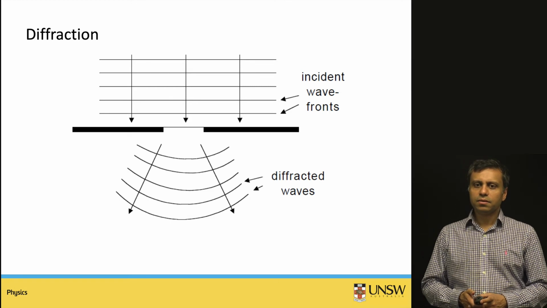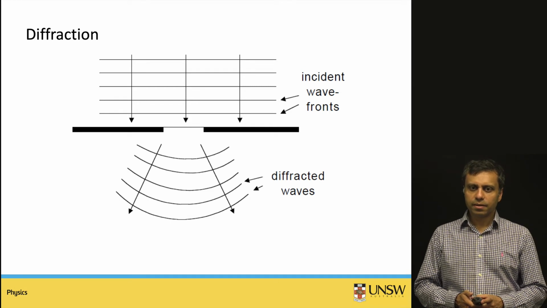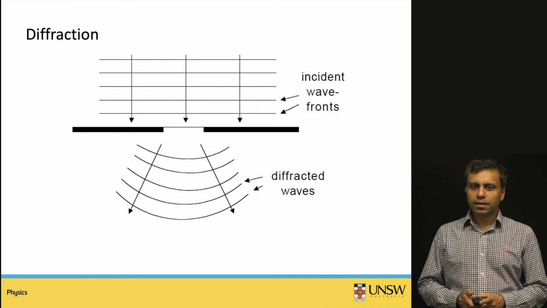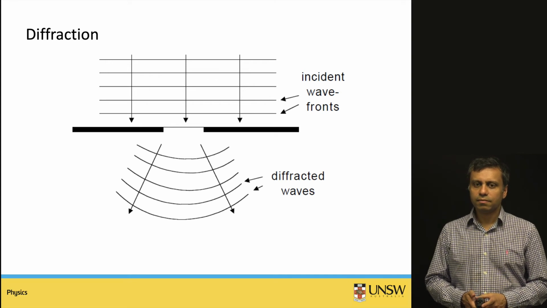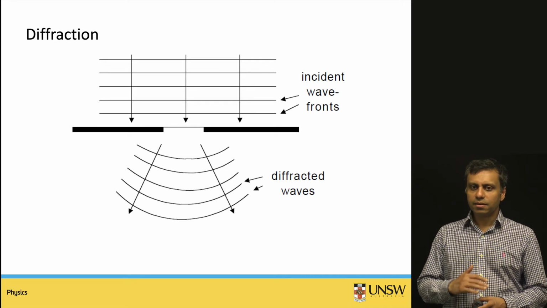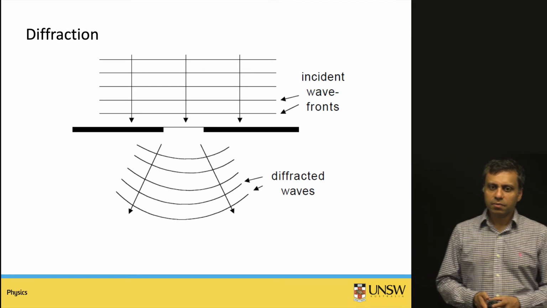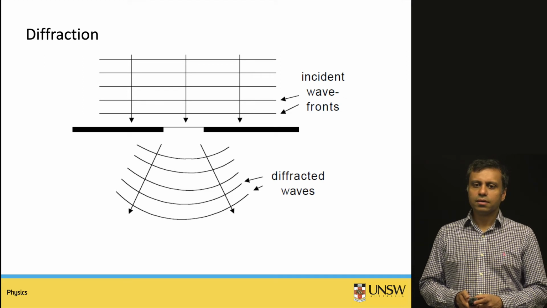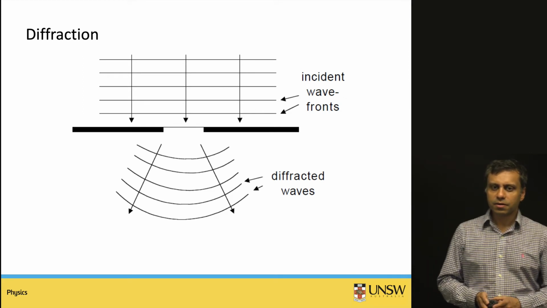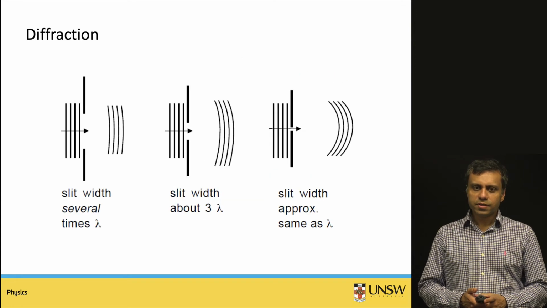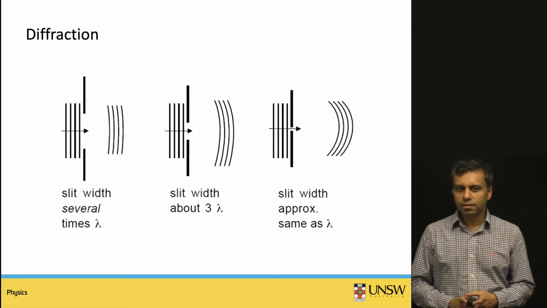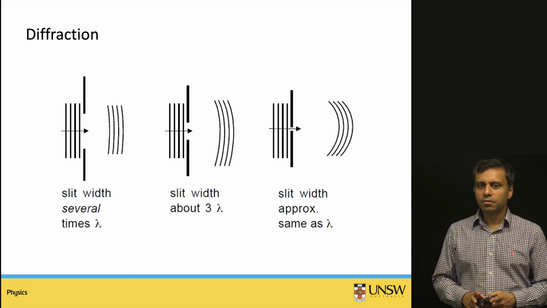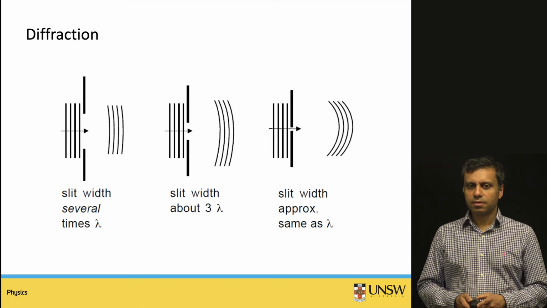Suppose there are incident wave fronts that fall on a screen, and there is a slit on the screen. Under some circumstances, these incident waves, which are kind of plane, will curve or bend as they pass through the slit. So this is called diffraction. Outgoing waves are called diffracted waves. Diffraction is more visible if the opening or the width of the slit is comparable to the wavelength of the light incident on the slit.